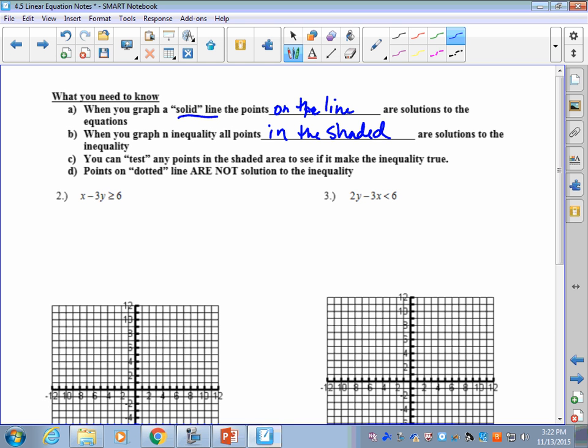Now here's the test point, which is a good way to check. A test point is any point in the shaded area, okay? Basically, you're just going to see if it makes the inequality true. You can just test the point that you see in the shaded region, check to see if it makes it true. Points on the dotted line are not solutions, okay? Points on the dotted line are not solutions to the inequality.